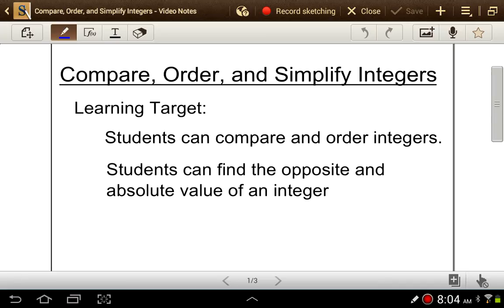Make sure you write down the title. Again, write that title down in the margin, guys, so it's easy to see. Write down those learning targets so you know what the purpose of this lesson is for. Okay, I'm going to move on.